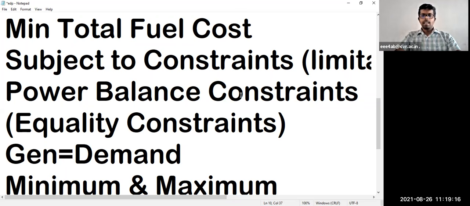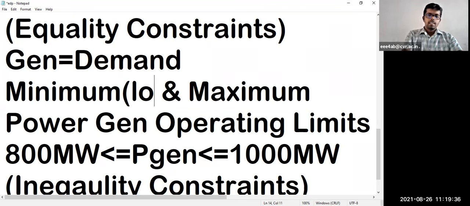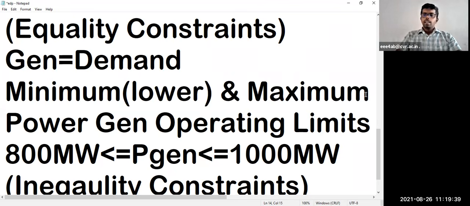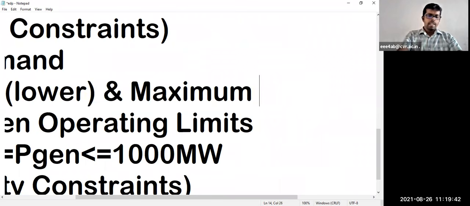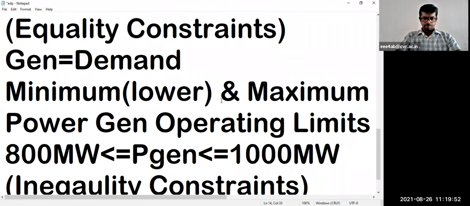The first one is power balance constraints, and the second one is minimum and maximum power generating operating limits. Sometimes in other books, they are called upper limits and lower limits. Minimum is the lower limit and maximum is the upper limit. All are the same, and they might use upper limits and lower limits like that also.